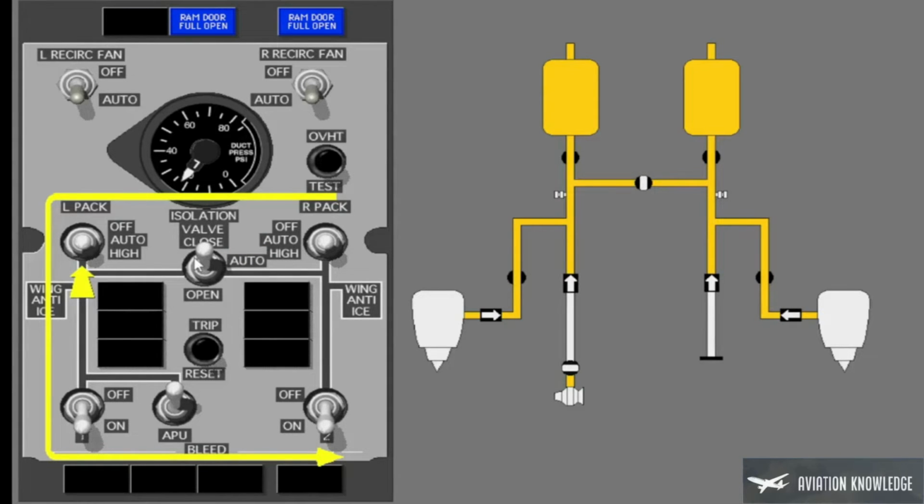Make sure the left air conditioning pack is in auto. Turn off the number 1 engine bleed. Turn on the APU bleed. Last, turn off the number 2 engine bleed.